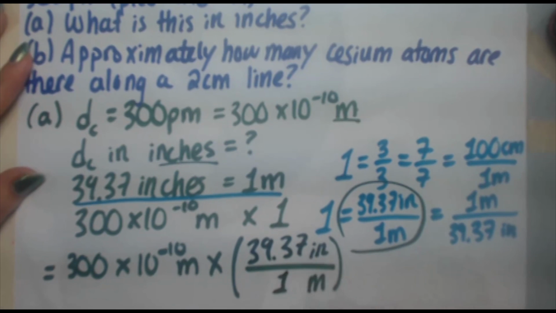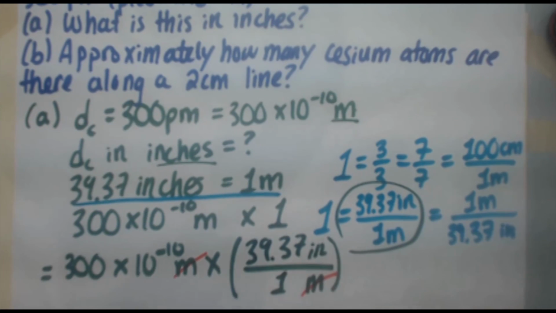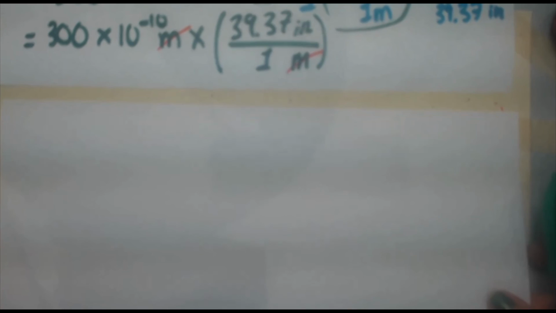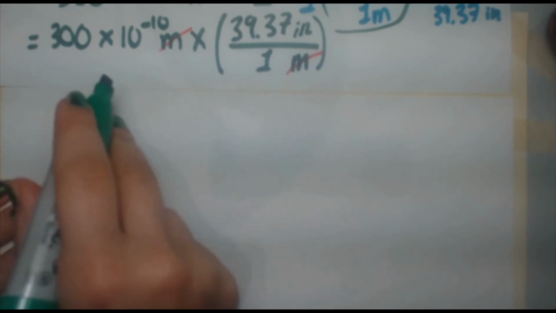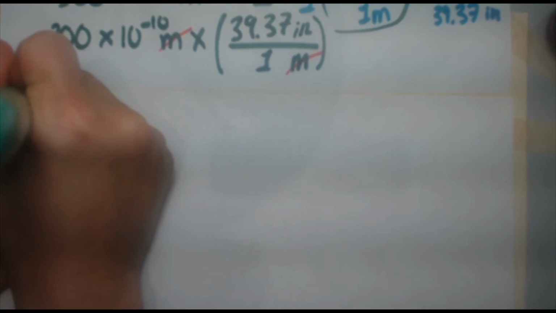39.37 inches is 1 meter. And this becomes very convenient because, watch, the meters just cancel out, and the only unit you're left with is inches. So if you go ahead and do 300 times 39.37 inches, you're going to end up with the following number.